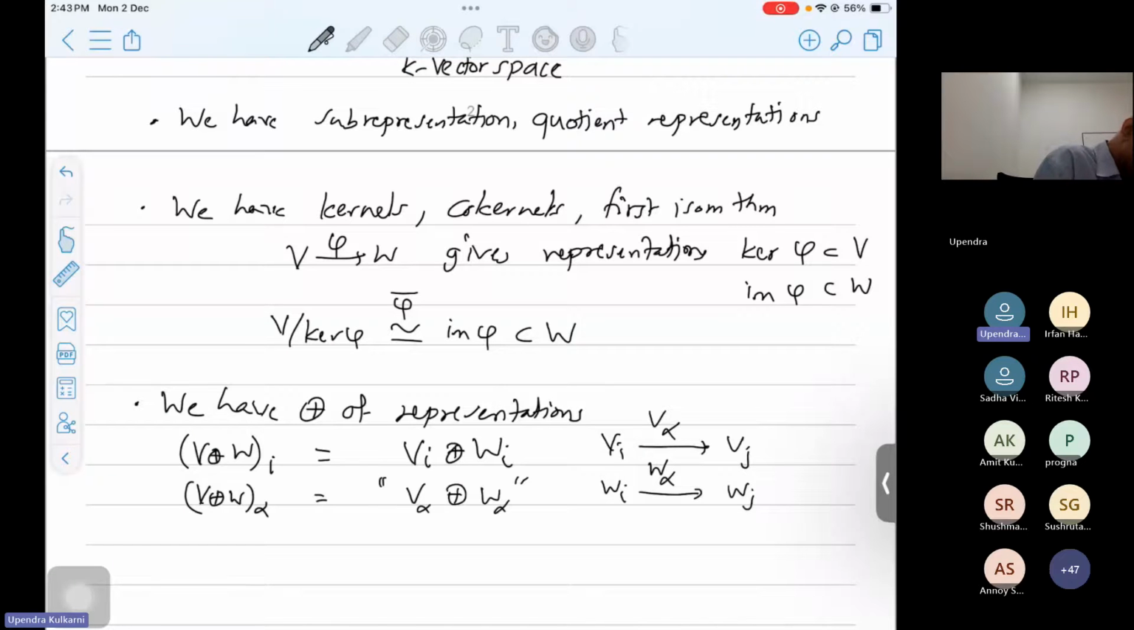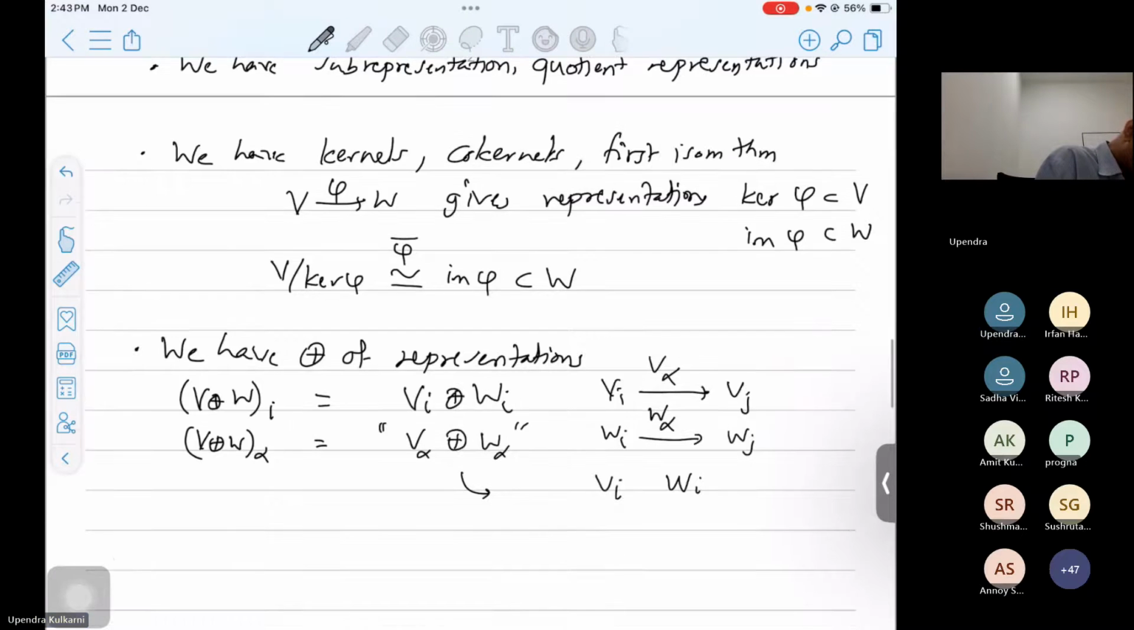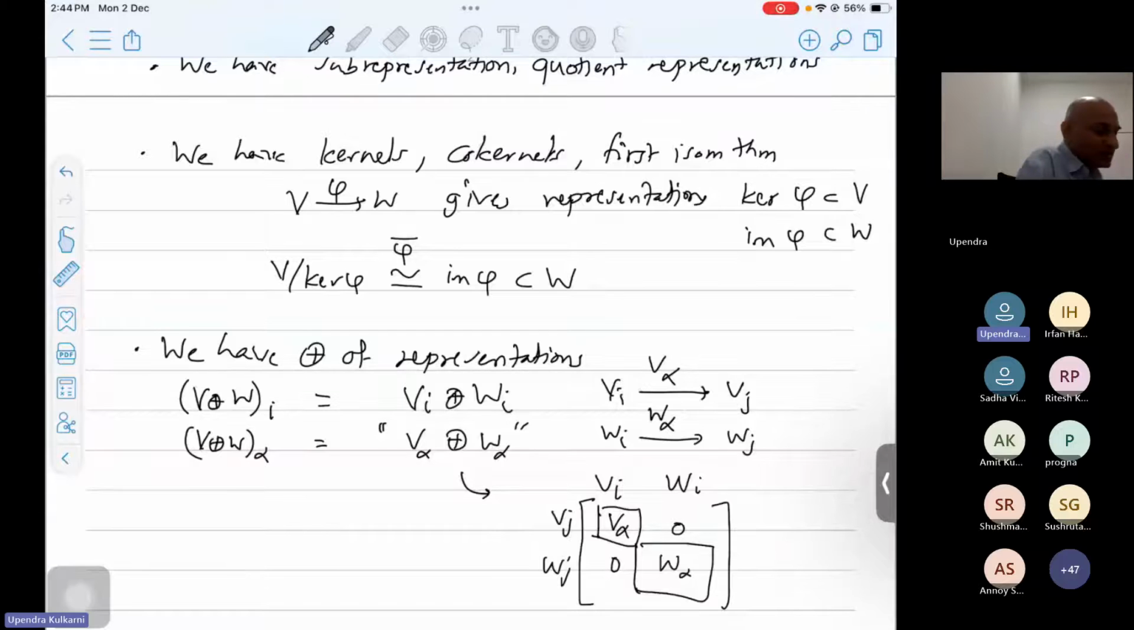So what am I doing to these maps? Think of these maps as matrices. So this map is really the following. It is Vi, Wi and Vj, Wj. Think of the two bases as simply chained together one after the other. The matrix over here is V alpha. The matrix over here is W alpha. And there are no cross components. I'm just taking a direct sum of two matrices just by putting them along a diagonal. So this is a block diagonal matrix. So this is the notion of a direct sum of representations.